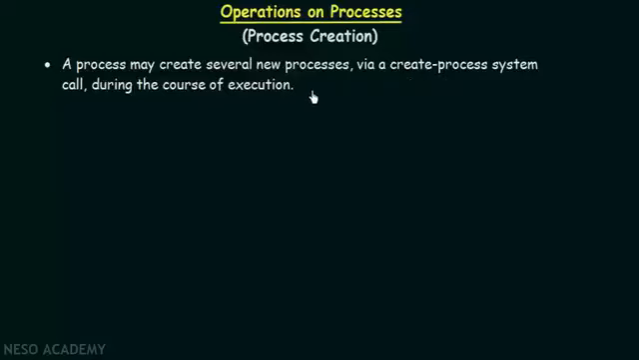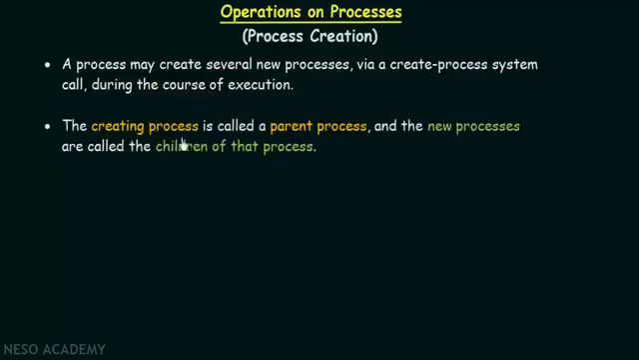When we have been studying processes over the last few lectures, we have seen that there is not only one process but several processes running in the system. All these processes are not created individually by the user, but a single process can create several new processes under it via a create process system call. Using this system call, one process can create many sub processes under it during the course of execution.